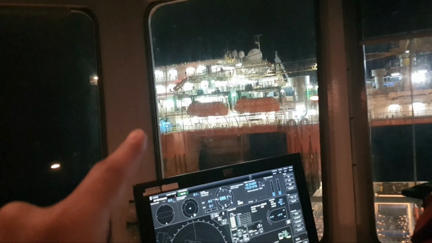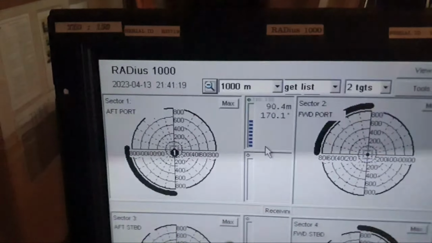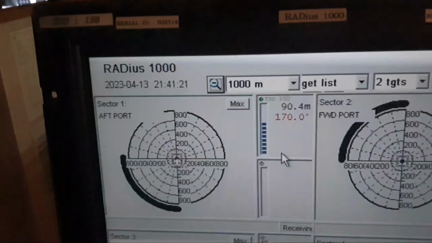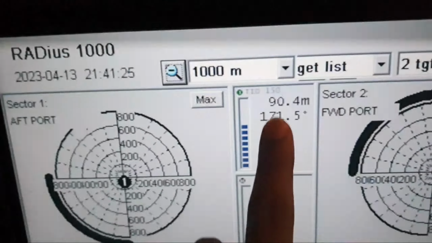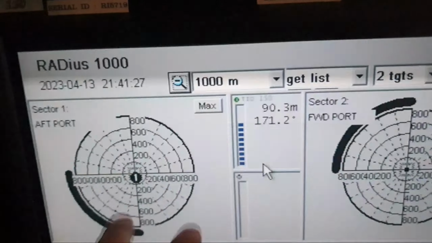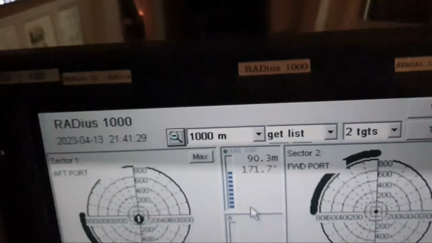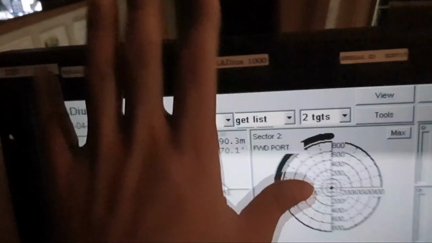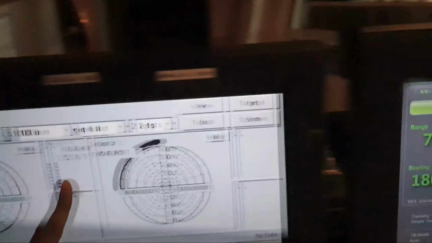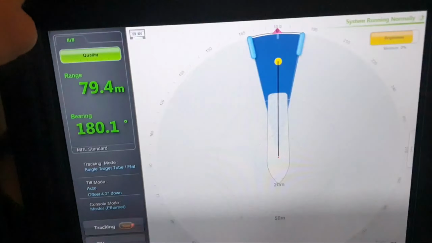This interrogator consists of various sophisticated systems like an antenna. It catches the signal transferred by the transponder and it shows the range and bearing. And that is how we come to know the exact position, because by range and bearing we get a fix, and from that we come to know the vessel position.